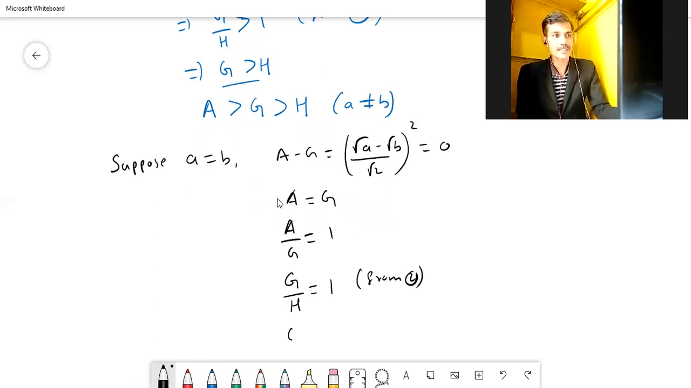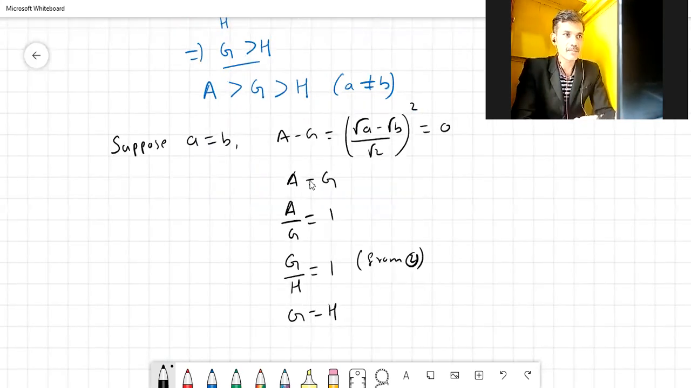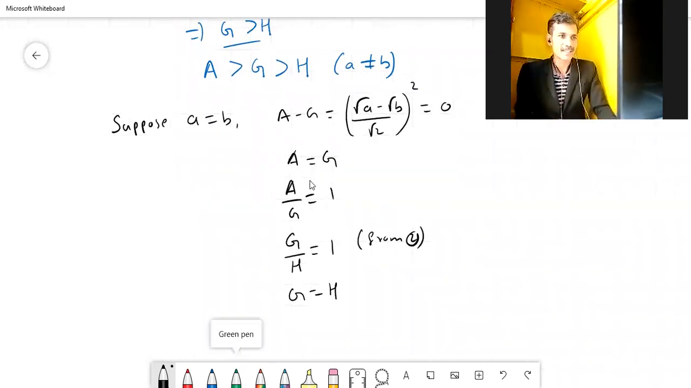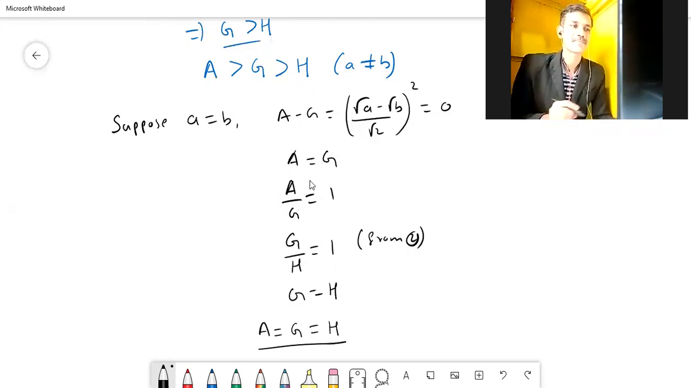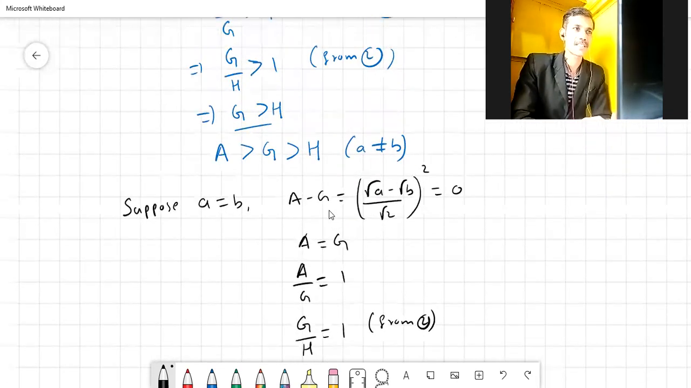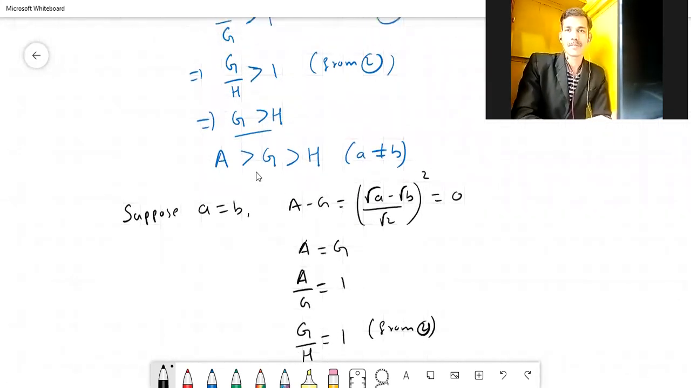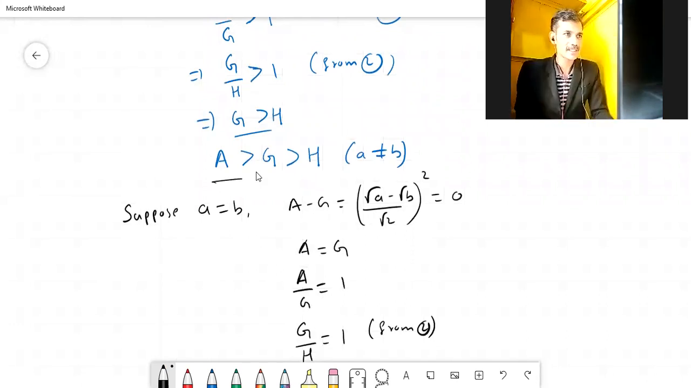So what can you say? G equal to H. So if A and B are the same numbers, then the arithmetic mean, geometric mean and harmonic mean will be equal, that is, when the two numbers are the same. Okay. If the two numbers are distinct, then the arithmetic mean will be greater than the geometric mean, and the geometric mean will be greater than the harmonic mean.